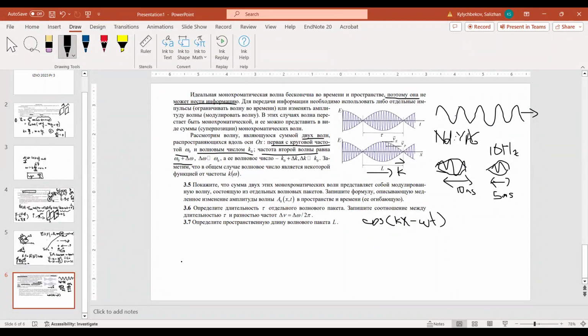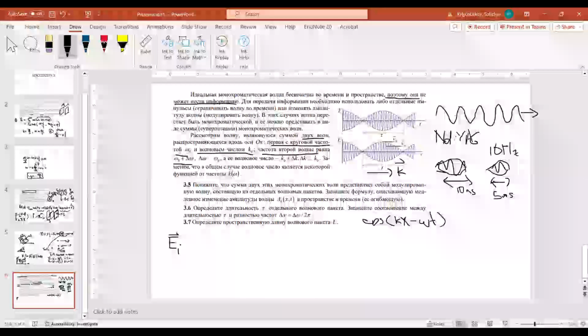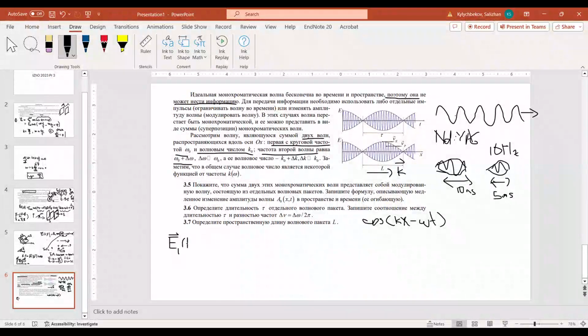E1 with respect to time and space, in the X direction, is equal to E0 times cosine. E0 can be any value, right? So let's say E0 prime, since we don't know. We can think of some E0 in the previous one. I put E0 prime just in case.